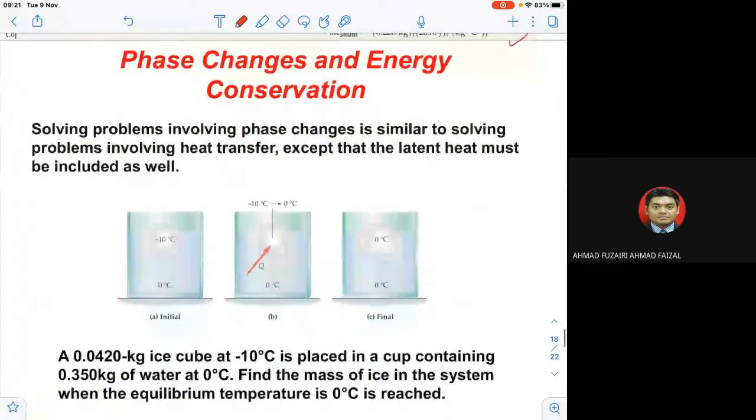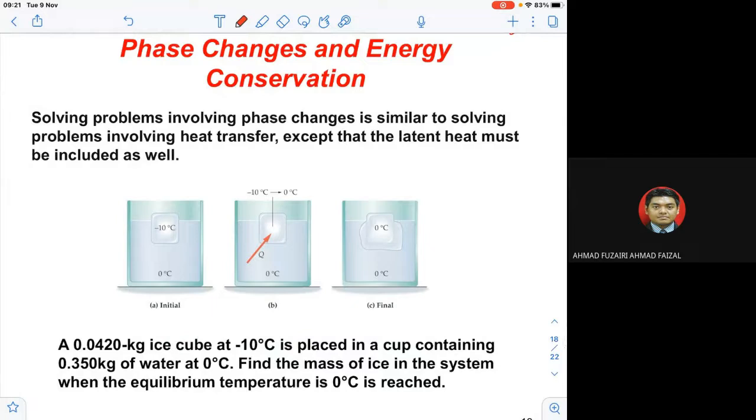Alright, so let's look at the phase change and some energy conservation. Solving problems involving phase change is similar to solving problems involving heat transfer, except that the latent heat must be included as well. Before this, we have learned about QB plus QW equals to 0. In this case, we need to apply the same thing, but right now we need to add a latent heat as well, because it involves the phase change.